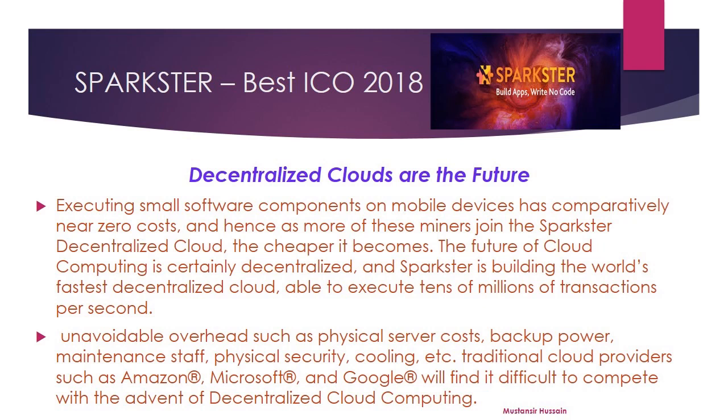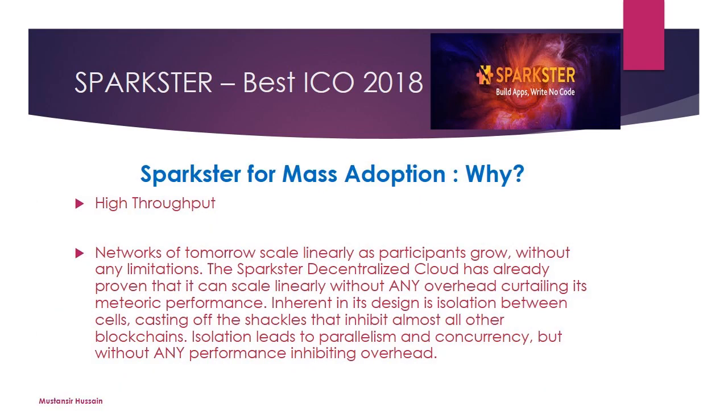So the Sparkster ICO came up with the concept of decentralized cloud computing, and it is building the world's fastest decentralized cloud. And this is able to execute tens of millions of transactions per second. Okay, so the next question that comes to our mind is why should we at individual level, then the small companies, and then the bigger fishes, the Amazons, the Googles, and the Microsofts, why should they adopt Sparkster at mass level?